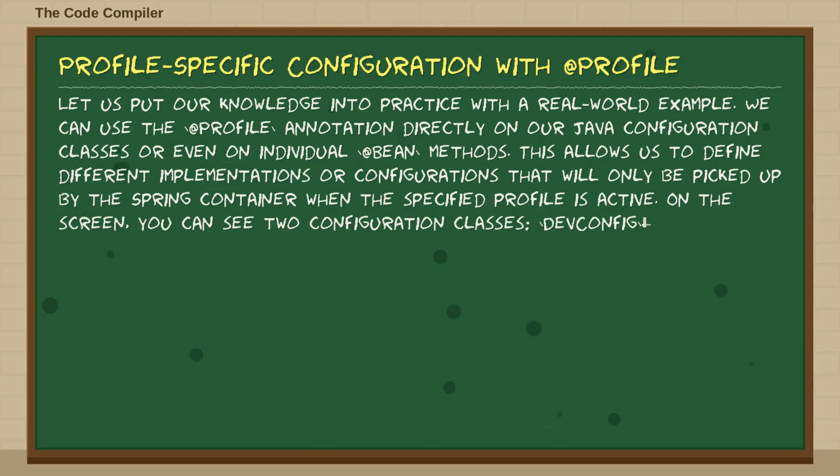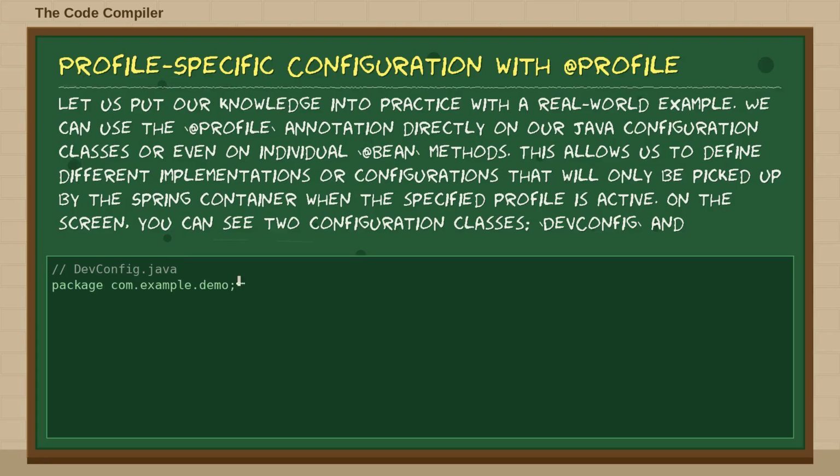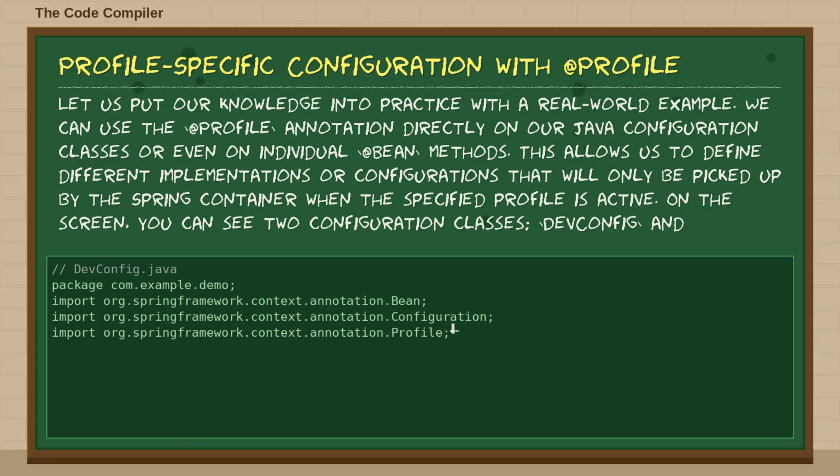On the screen, you can see two configuration classes, DevConfig and ProdConfig. Each class provides a simple string bean, but with different messages. When the dev profile is active, DevConfig provides its message. When prod is active, ProdConfig takes over. Our main application then injects and prints this profile-specific message, demonstrating dynamic behavior based on the active profile. This is very powerful for managing environment-specific services or data sources.